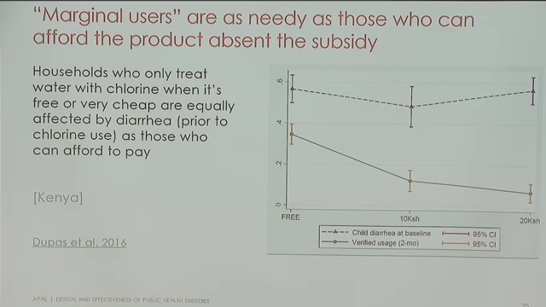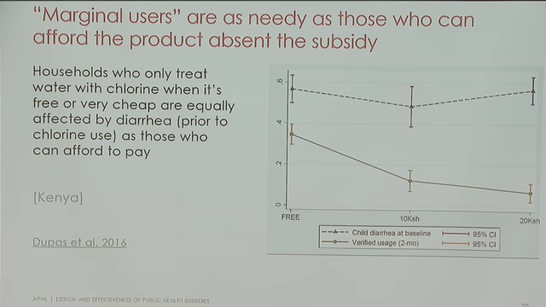Okay. We can do this also for, let's say, chlorine. So this is a study I'm going to talk a little bit more about in a minute. When the chlorine to treat your water is free, about 38% of households use it. So you can actually find chlorine in the water when you go to the house and test the water for chlorine residual. And this goes down to 10% when the price is 10 shillings, which is a 50% subsidy.